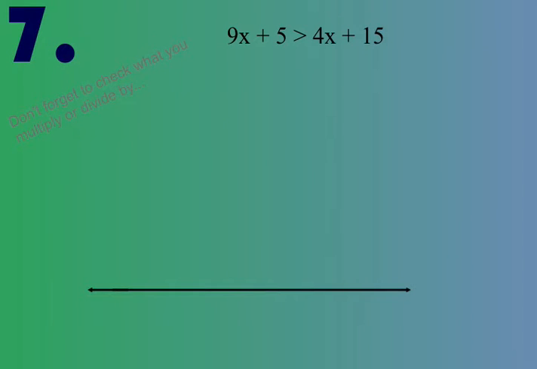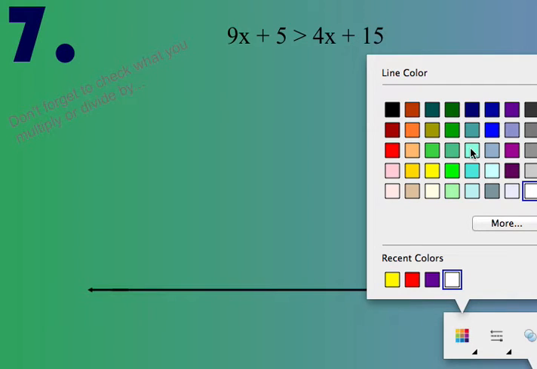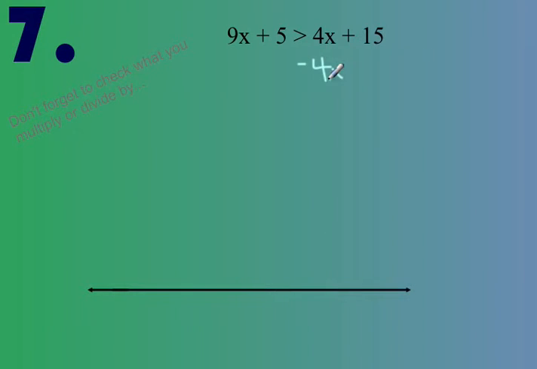Let's go ahead and take a look at number 7. What we need to do for number 7 is start by getting our like terms on one side. So I'm going to start by subtracting 4x from both sides. 9x minus 4x is going to give me 5x. You could have gone the other way. It'll still work out the same, but you'd have to pay attention to dividing your negatives. And let's be honest, I'm too lazy when I don't have to do that.